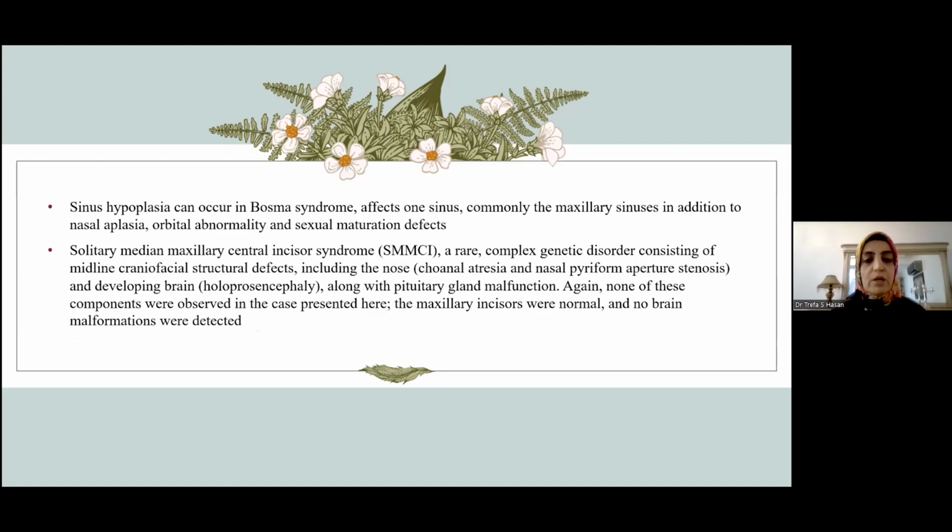Additionally, there's a syndrome called Bosma syndrome, which usually involves hypoplasia of a single sinus, commonly the maxillary sinus, in addition to nasal aplasia, but in this case, there will be abnormality in the orbit, and the patient will be sexually abnormal. Lastly, there is a syndrome called solitary median maxillary central incisor syndrome. It's a rare complex genetic disorder consisting of midline craniofacial structural defect, which includes the nose, in which there will be choanal atresia and nasal piriform aperture stenosis. Additionally, there will be abnormality in the brain, in particular holoprosencephaly, along with abnormality of the pituitary gland. Again, none of these components applied to my case, in which the maxillary incisor was normal, and the brain intracranial structures were all normal.